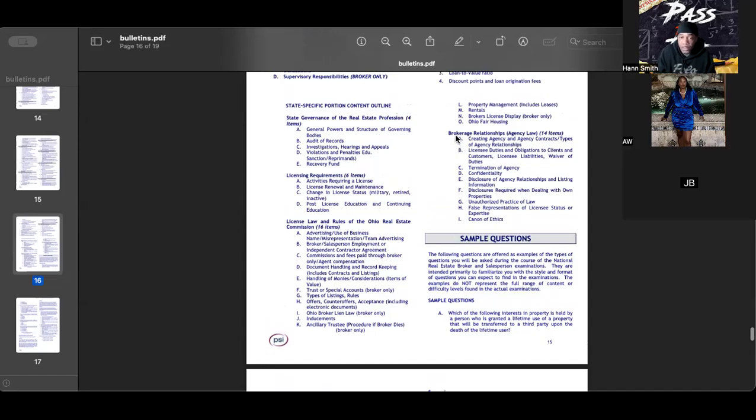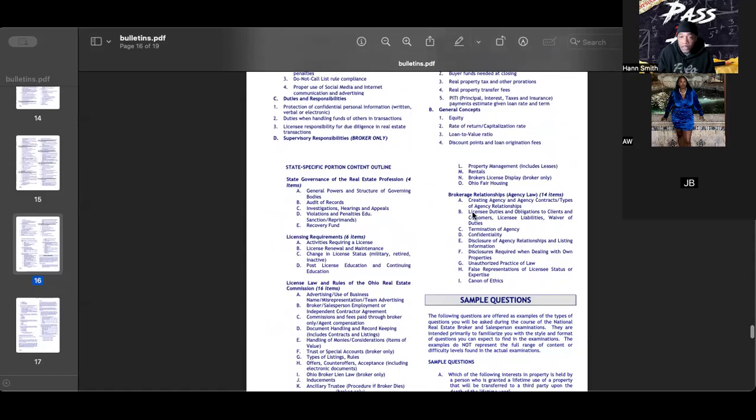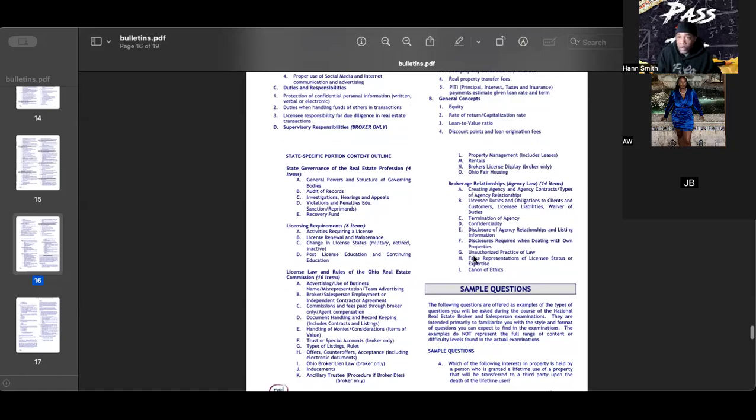Then the last section is going to be the broker relationship and agency law. And it's a lot of spillover from the national test. So we're not going to go really in depth into it, but we want to try to pick up the differences between this section of the state test and the national test. Remember, state agency is dictated by the state you're in. And we're in Ohio, so this is going to be Ohio-specific stuff about agency.